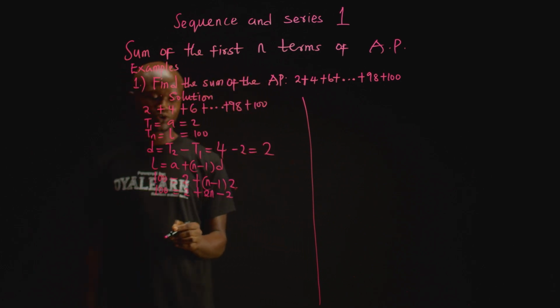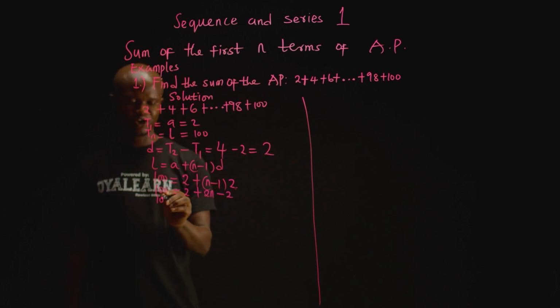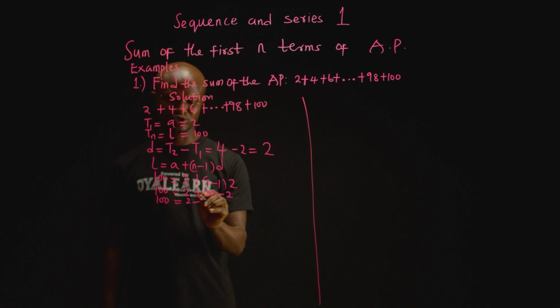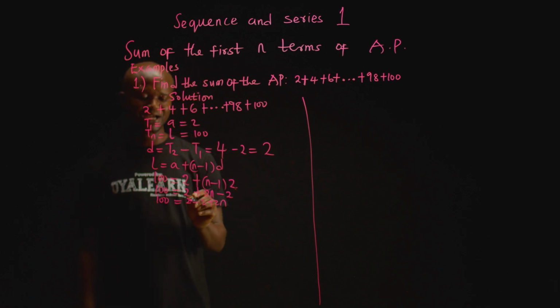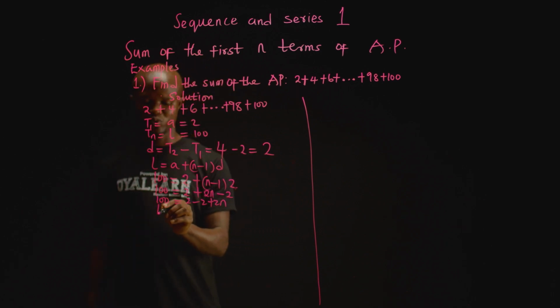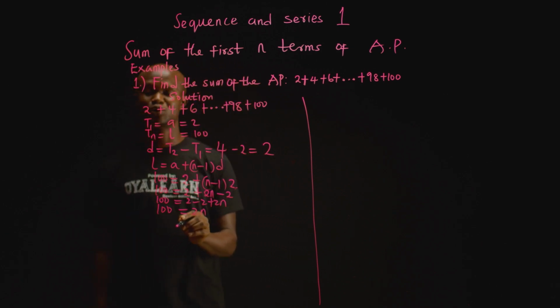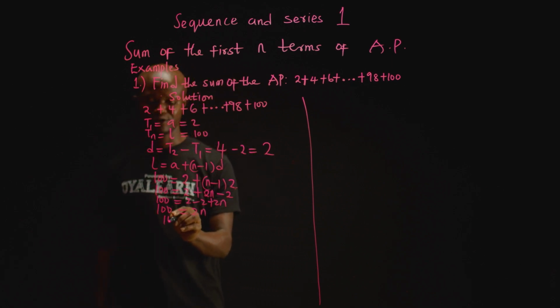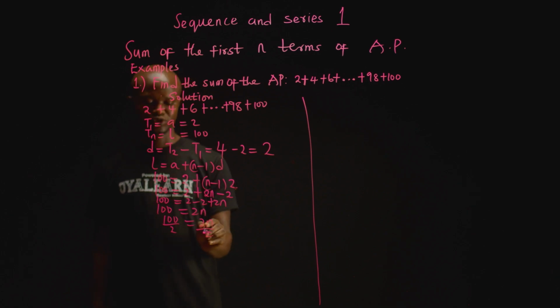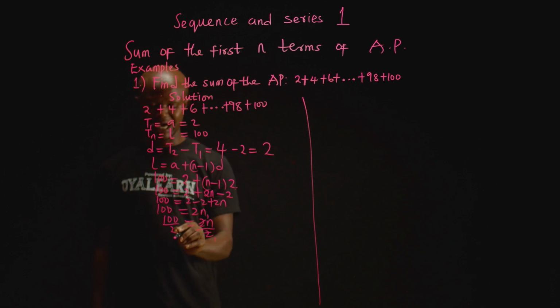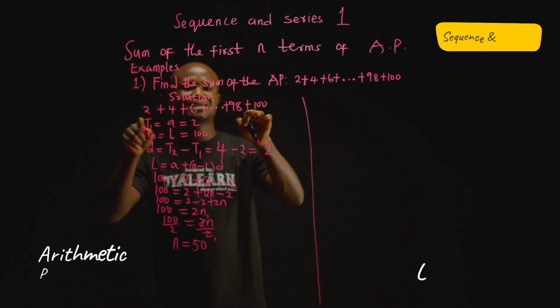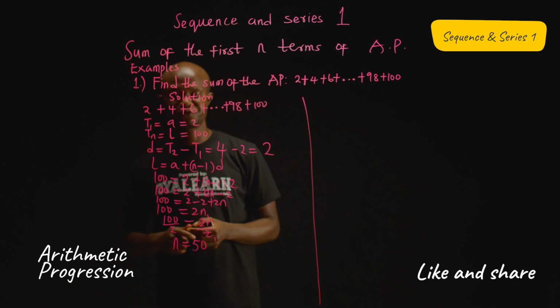Now, we need to collect the like terms. We have 100 equals 2 minus 2, then plus 2n. 2 minus 2, that's 0. So we have here 100 equals 2n. From here, we need to divide both sides by 2 in order to get the value of n. Dividing both sides by 2, we have 100 divided by 2 equals 2n divided by 2. 2 here 1, 2 here 1. Now, we have n equals 50. It means that the number of terms in this series is 50.